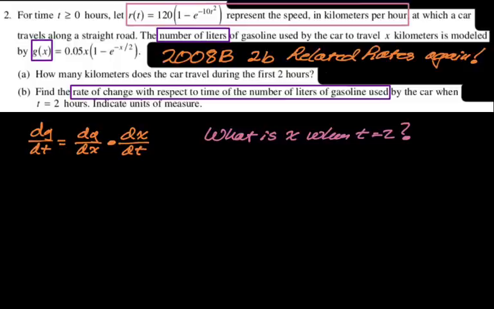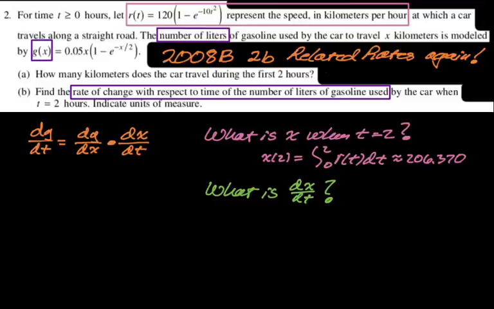So I'm just going to go through it. This is the speed, kilometers per hour. Integrate kilometers per hour gives you kilometers. So x of 2 is going to be 206.370. And then we also need to answer what is dx/dt. Well, if you look above, we could have rewritten it as x of t is the integral from 0 to t of r of u du or something. dx/dt is just r of t, kilometers per hour.